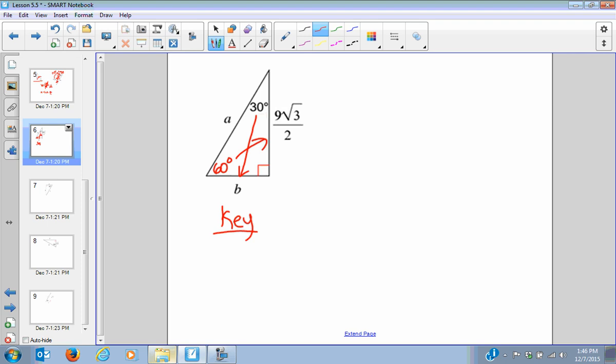I have to figure out, okay, that one to get backwards, I would have to divide by the square root of 3. Okay, so I work over here and I go, okay, 9 square roots of 3 over 2, and if I divide that by the square root of 3, here's the fraction work that we want to talk about.